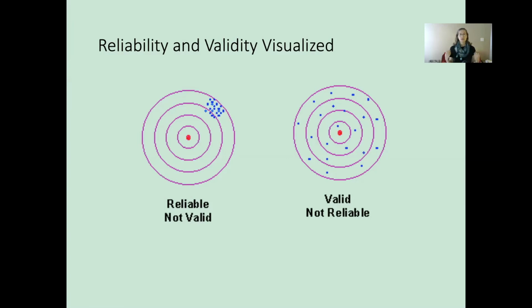Valid and not reliable is when we have observations, in this case, where our darts landed, that end up being valid on average. If we took the mean of the distance of each of these dots from the center, the mean comes up close to the center. So they're clustered around it on average. There's not a whole lot of them that are actually that close themselves individually, but they're not reliable because they are spaced far apart from each other.